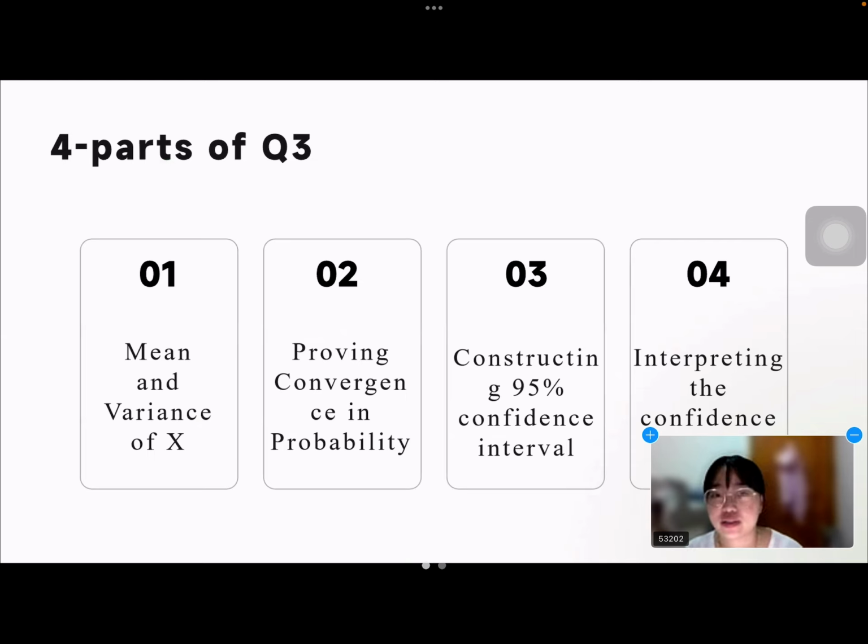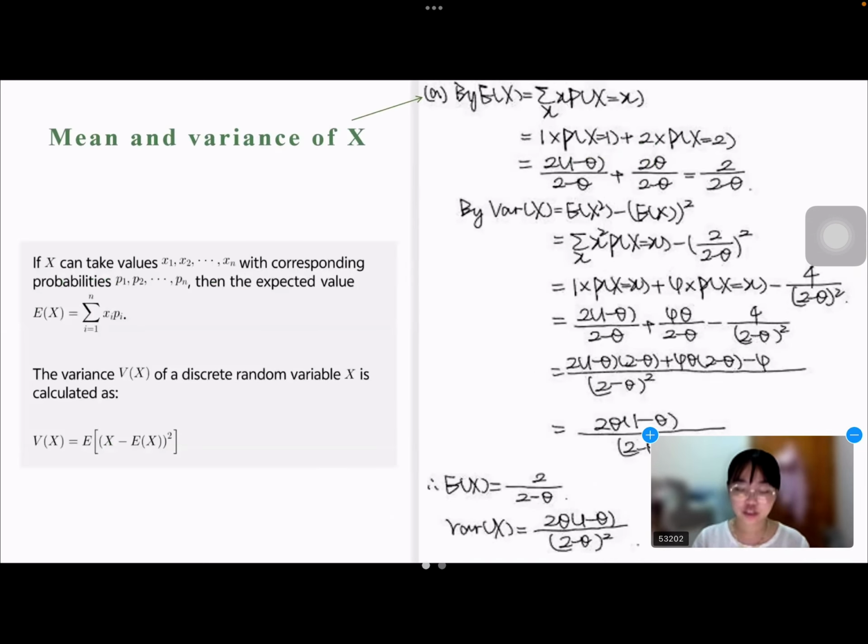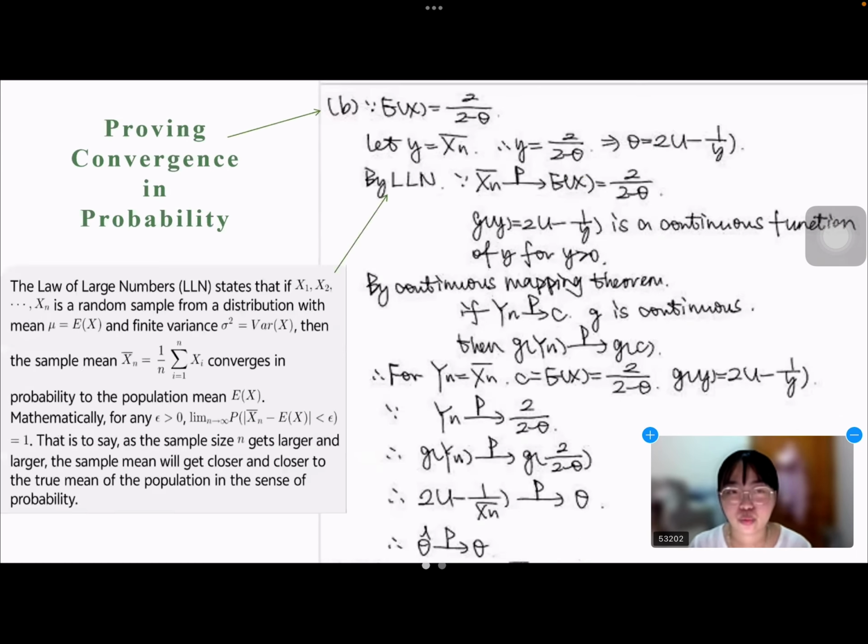There are 4 parts in question 3. The third part and the last part are about the confidence interval, as I just said, the first part is about the mean and variance, and the second part is about proving. Okay, let's look at the first part. This part is very easy because we can just use the function I put on the left to do this part.